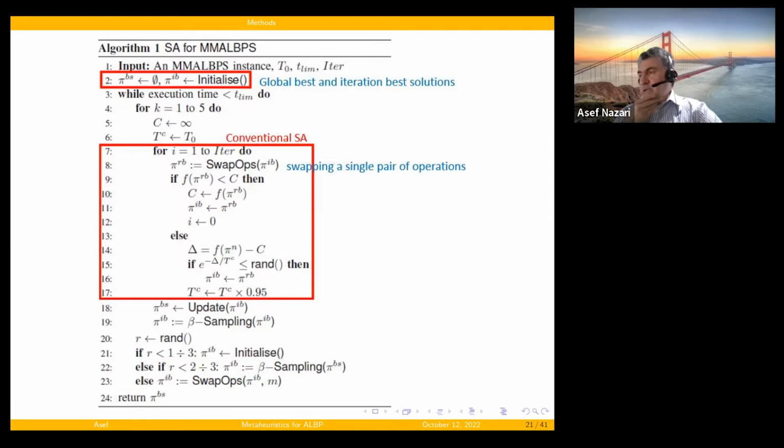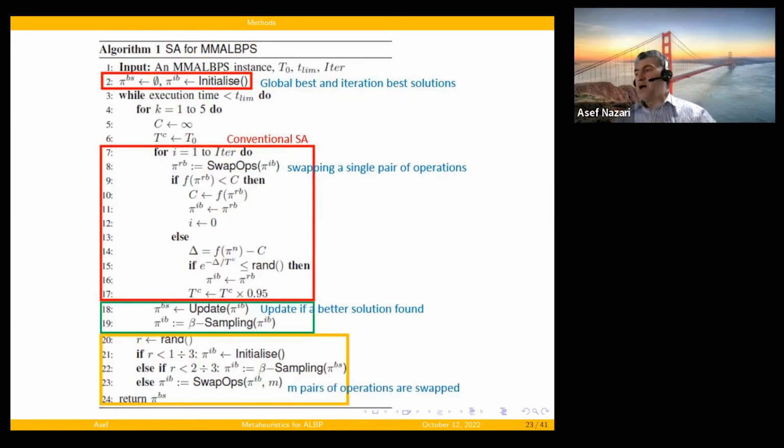Even after applying beta sampling, we generate a random number, R, and based on where R sits, we may insert a brand new permutation, or we apply another beta sampling, or we apply M swaps rather than just one swap, and M is a given parameter. With this, we try to bring more diversification to the algorithm. So the output of this simulated annealing is going to be a permutation, hopefully with some good objective function value, but it's not necessarily going to follow the precedence order.